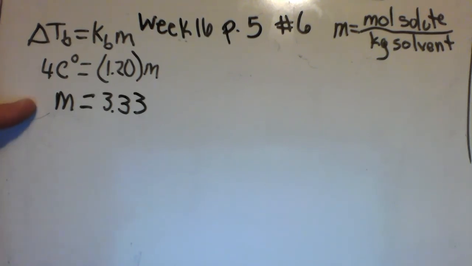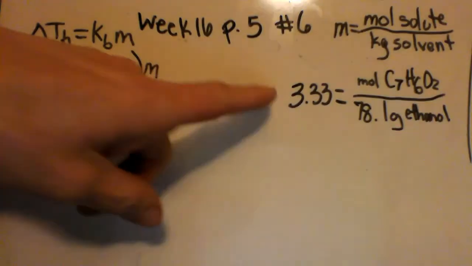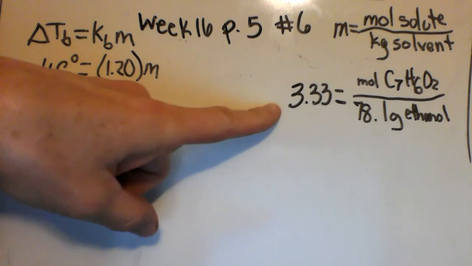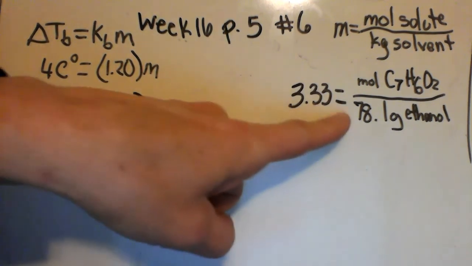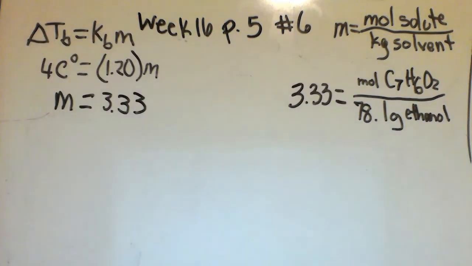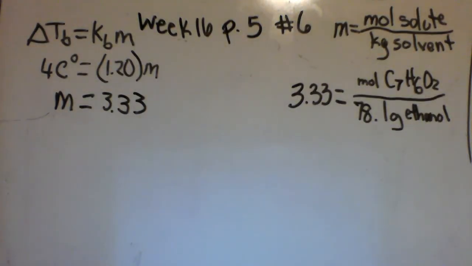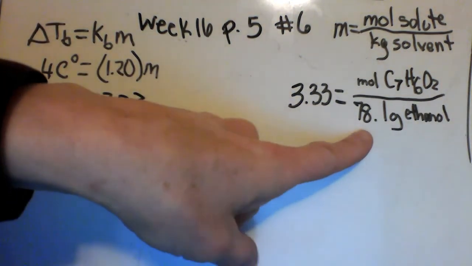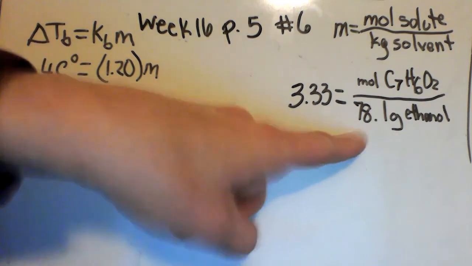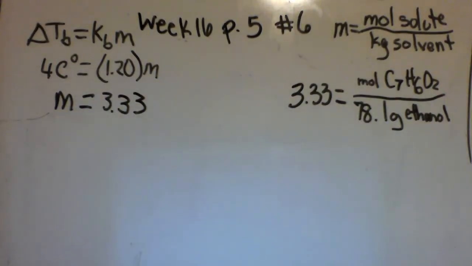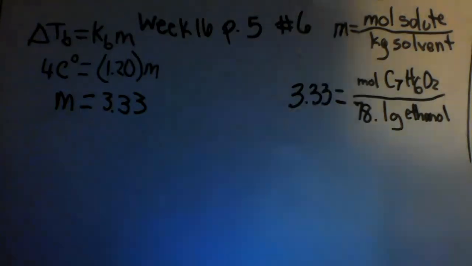We can take this value over to this equation now. By replacing as much as we can with numbers, we find that 3.33 molality is equal to the number of moles of benzoic acid divided by, should be kilograms of solvent, but we only have grams of solvent. Well, we can solve that problem by moving the decimal point 3 places to the left, and we'll get kilograms.